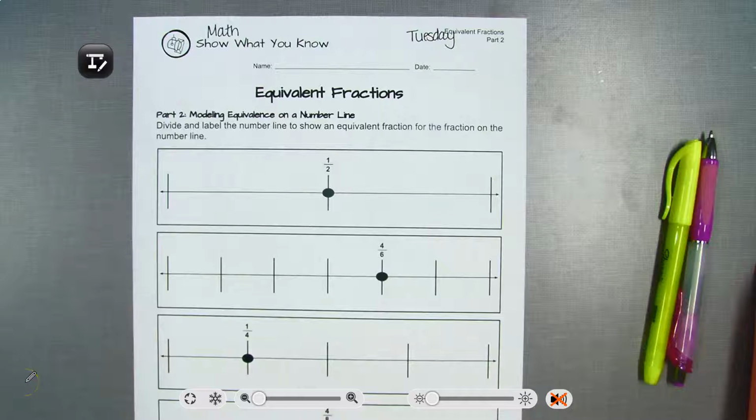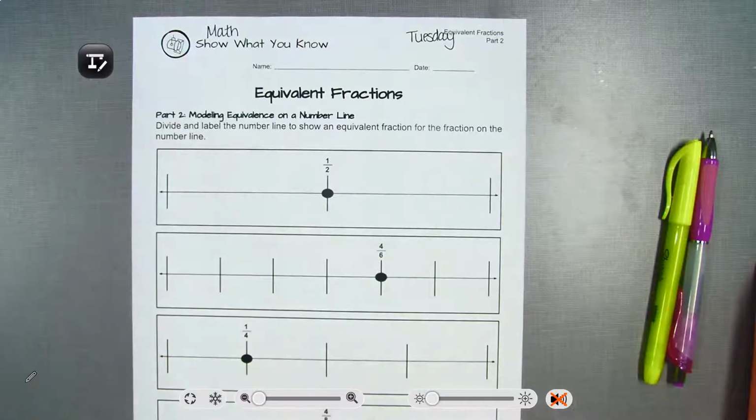Okay guys, so we are still talking about equivalent fractions. We're doing equivalent fractions on a number line this time around. So you'll need the handout that says equivalent fractions, part 2, modeling equivalency on a number line.